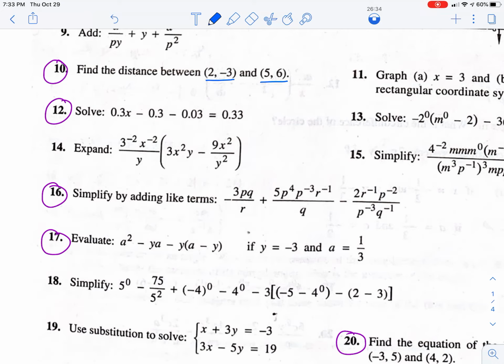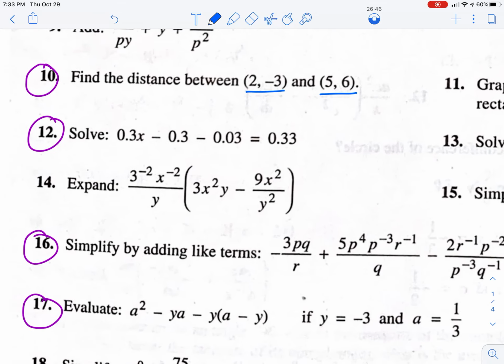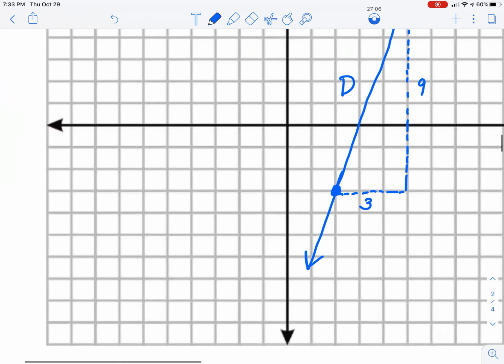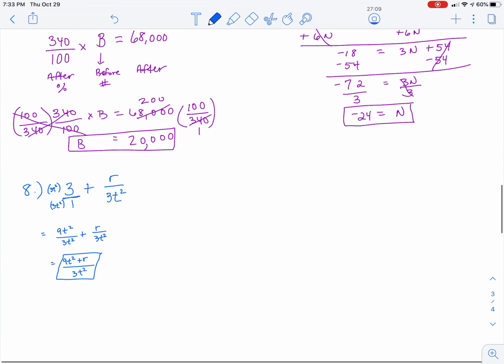So what we're going to do is we're going to get rid of those decimals by simply multiplying them all by 100. So when I multiply them all by 100, that's going to move my decimal point 2 places. Okay, so if I have, let's rewrite this right here. I'm going to go right below it. If I multiply everything by 100, it moves my decimal point 2 places to the right. So now I'm going to have 30x minus 30 minus 3 equals 33. So that would be our new equation. So I'm going to go to the bottom and write that out. And we'll work it out together here.